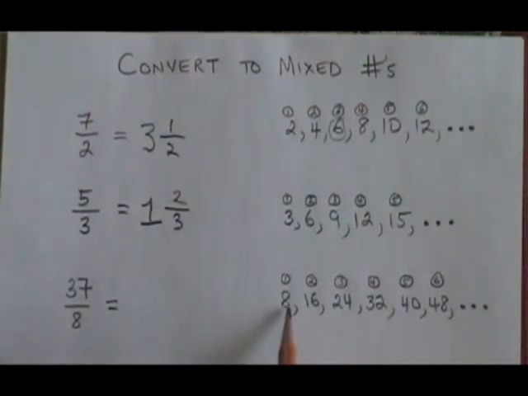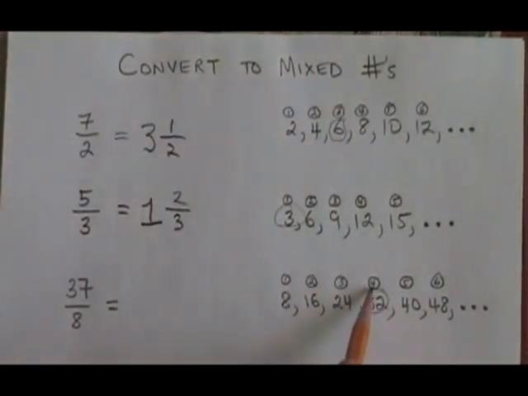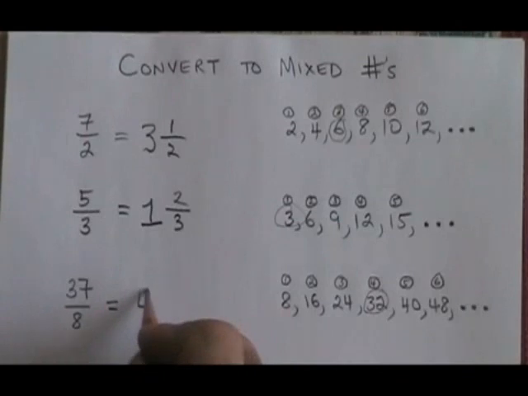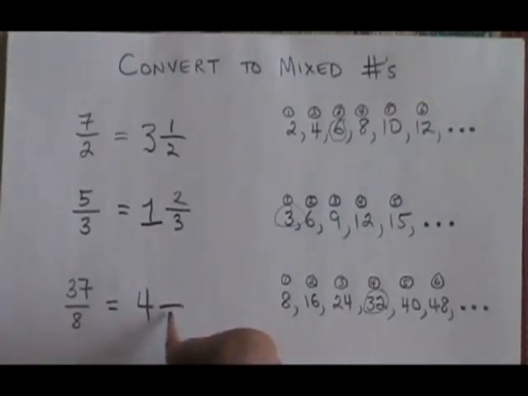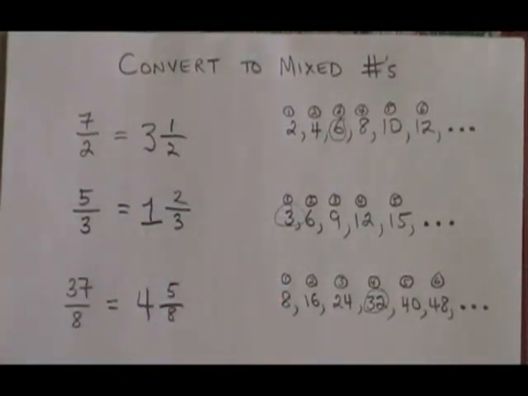Let's try it with 37/8. The multiples of 8 are here. 8 fits into 37 several times. 8 fits in 16, 24, 32, but 40 doesn't. So 32 is the number I'm circling over here. That means 4 eights will fit inside of 37. I write a big 4 here. My denominator is still going to be an 8. And then I'm saying 37 minus 32 is 5. 4 5/8 is the mixed number version of 37/8.